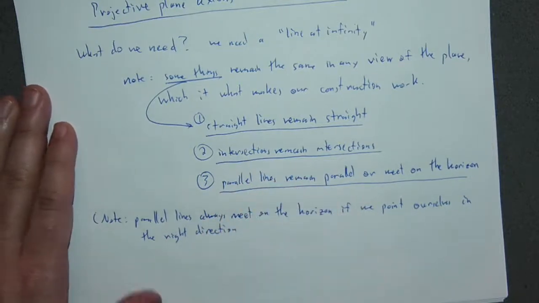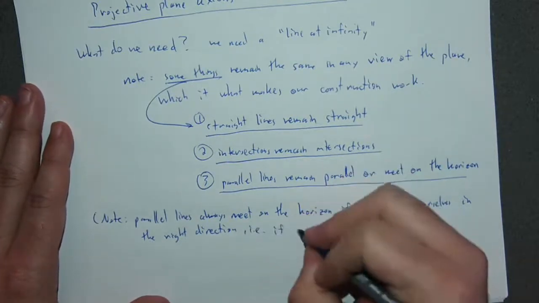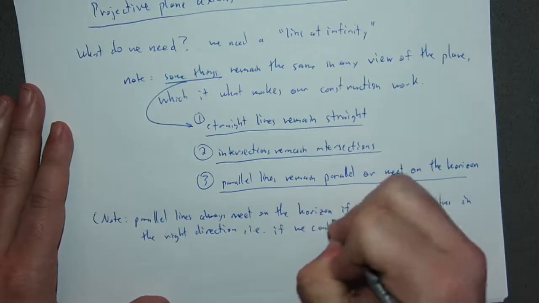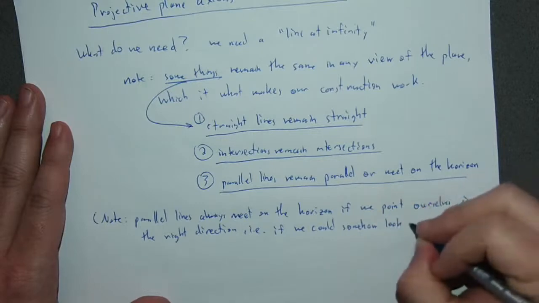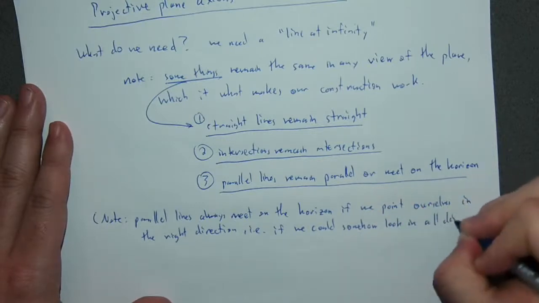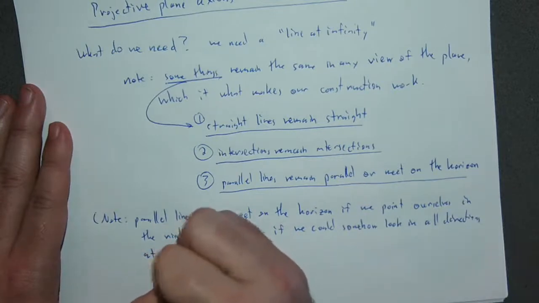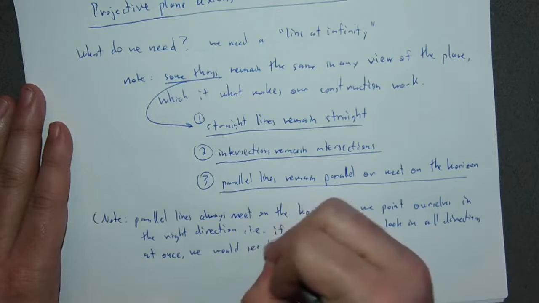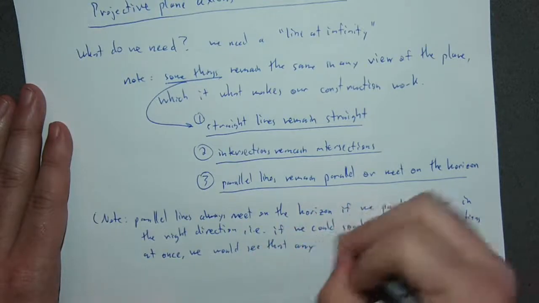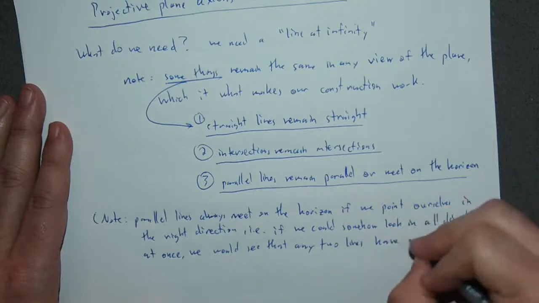Okay. So if we could look in all directions at once, we would see that any two lines have a point in common, i.e., if we could somehow look in all directions at once, we would see that any two lines have a point in common.